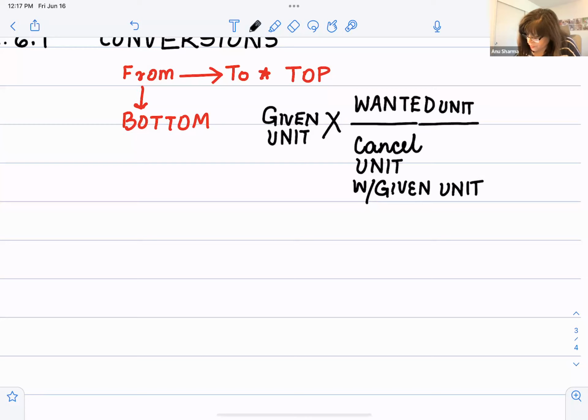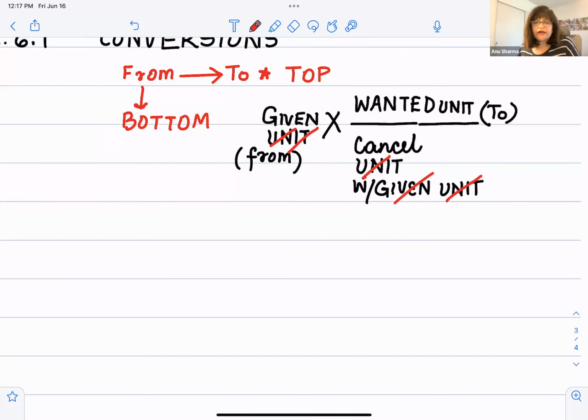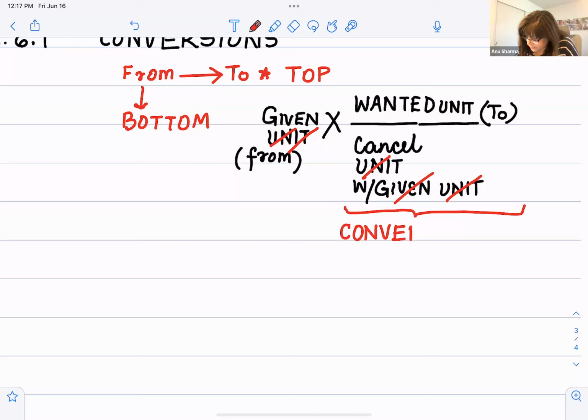And the one that you do not want, you want to cancel from. So this is the from part. And this is the to part. Okay. So now you see the given unit and this unit will cancel out, and the unit that you want stays on the top. So this part is called the conversion factor.